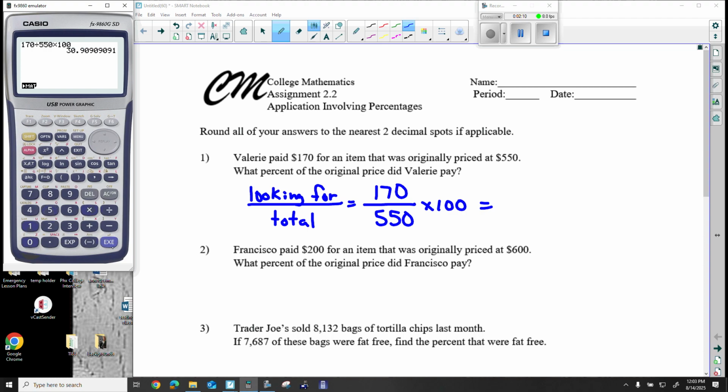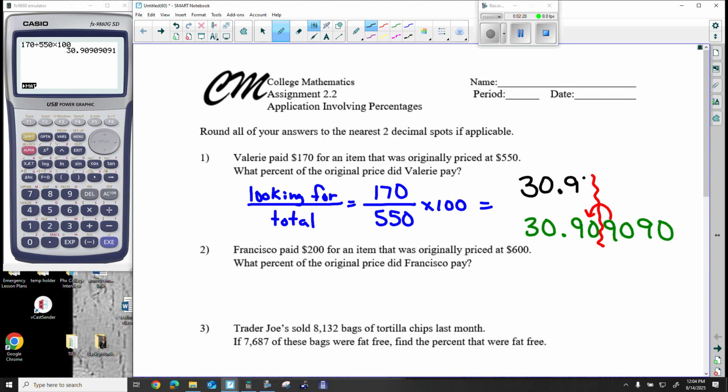All right, so that answer comes out to be 30.90909090. All right, because I take this to 2 decimal points, the 9 rounds, this official answer will be 30.91%. And that's how we construct a percentage. This is how we make one. The question was, what percent? So we had to make a percentage. That's how those problems are done.